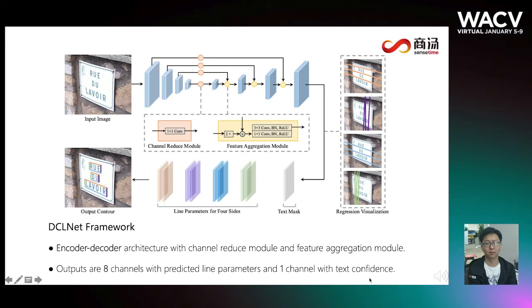This is the overview of the DCLNet framework, which employs a typical encoder-decoder architecture connected by a channel reducer module and a feature aggregation module. The output feature maps contain 9 channels.